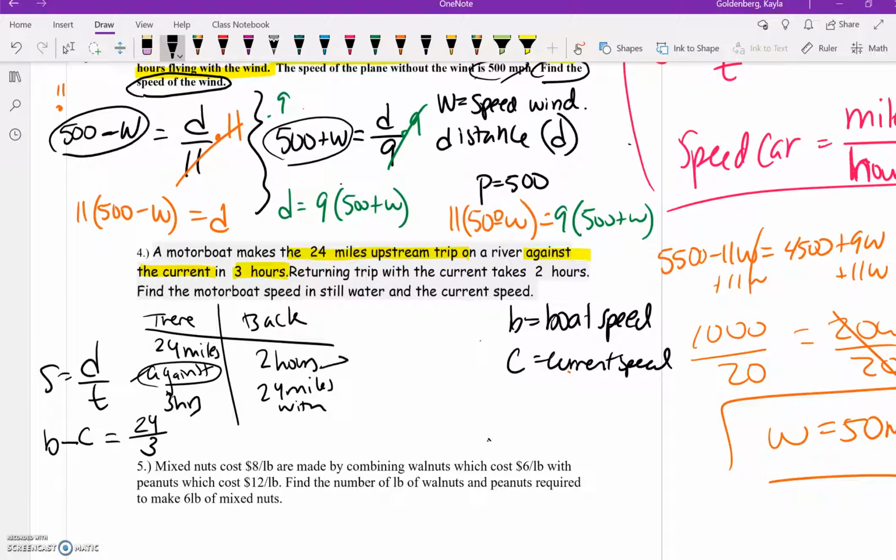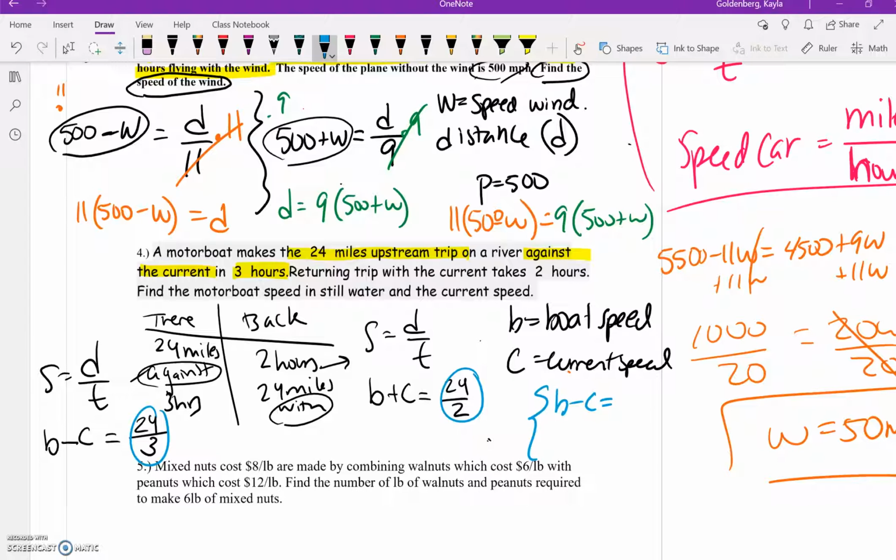Okay, the other one is going to be speed equals distance over time. My speed is going with the current, so it's going to be boat plus current is equal to distance of 24 miles over 2 hours. What's really nice about both of these equations is that 24 over 3 and 24 over 2 are going to simplify. So what I would do is I would then write my system of equations. I've got B minus C equals 24 over 3 is 8, and B plus C is equal to 12.